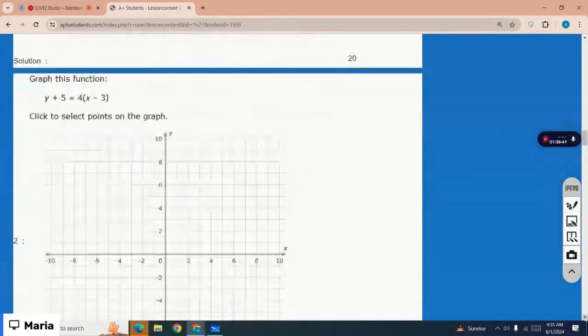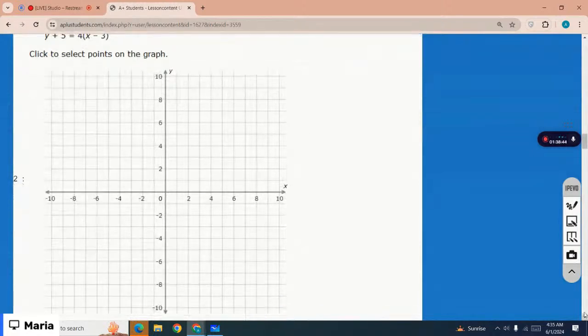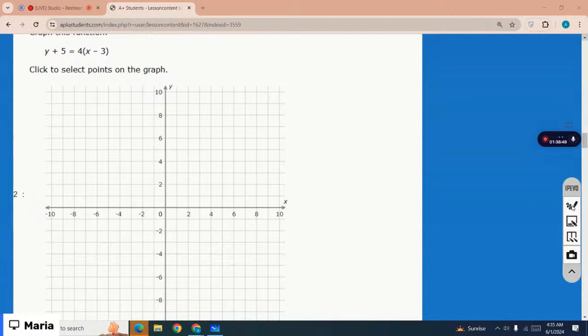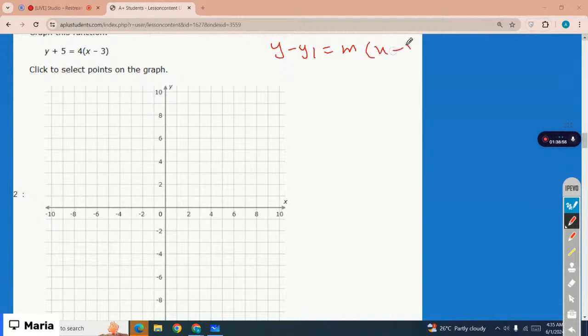Okay, y plus 5 equals 4 times x minus 3. Let's solve this one. First you need to compare it to the point slope form, y minus y1 equals m times x minus x1. So the equation is y plus 5 equals 4 times x minus 3. So x1 is 3, y1 is 5. The slope of the graph is 4. You have to use these two things, the point and the slope, to make a graph.